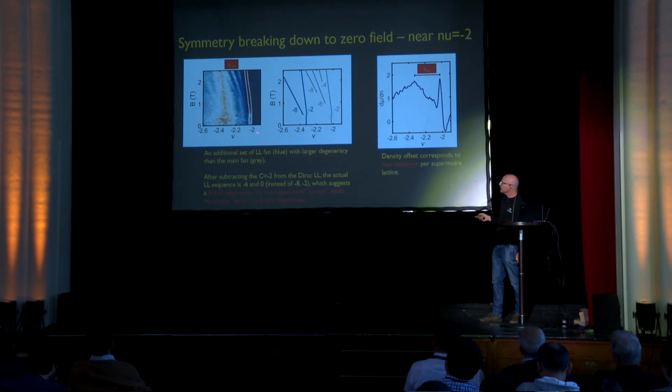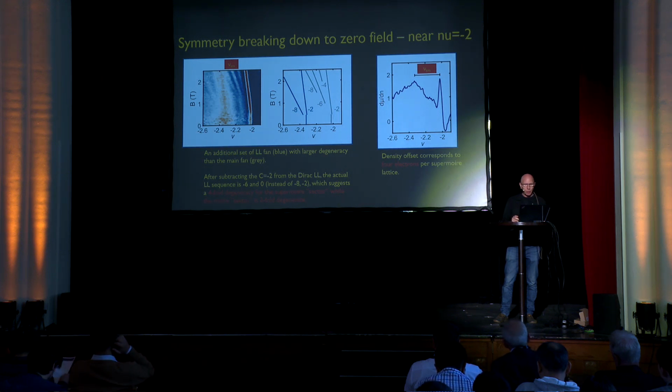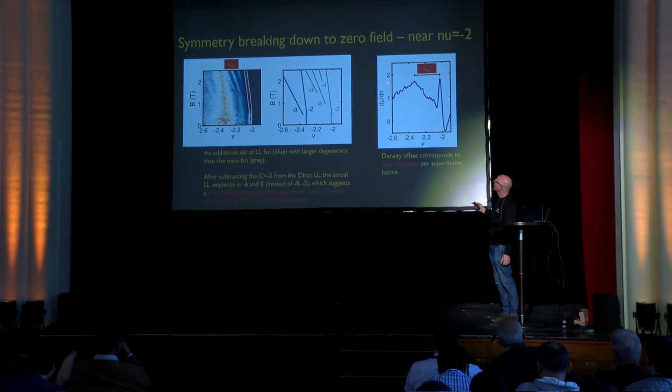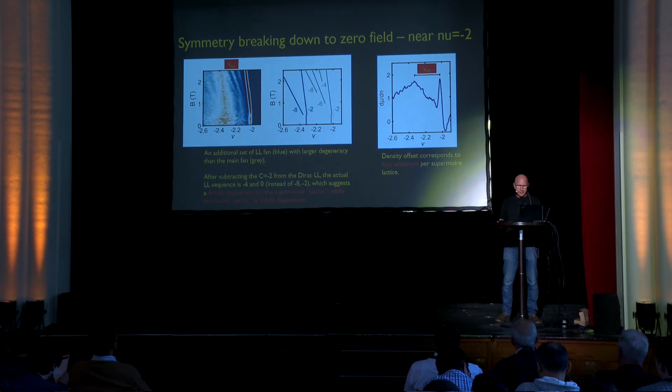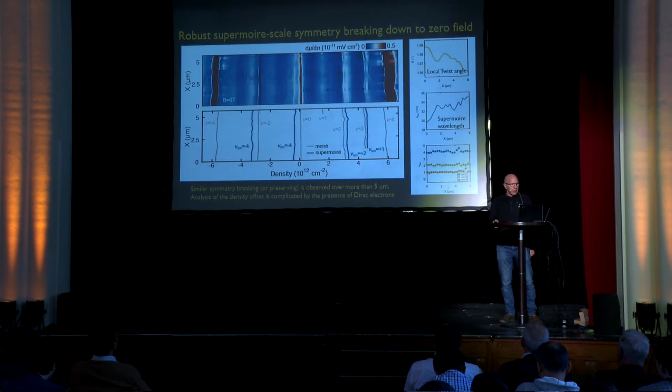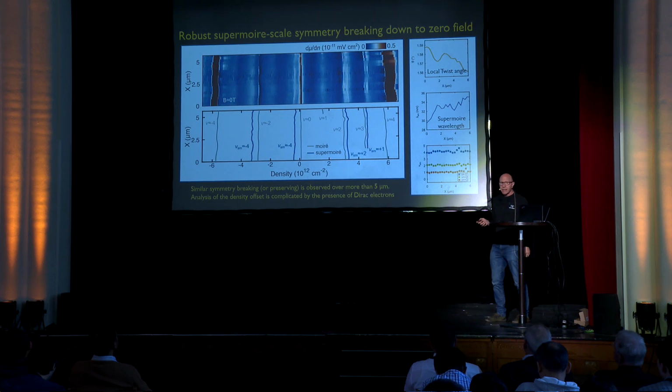We're suspicious that this might be related to the appearance of superconductivity on the hole side, but it's still something that we need to understand. Again, the magnitude of incompressibility is comparable to the moire scale. The features that we're seeing are very robust.